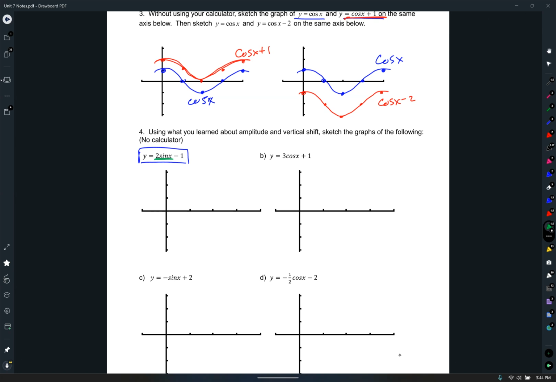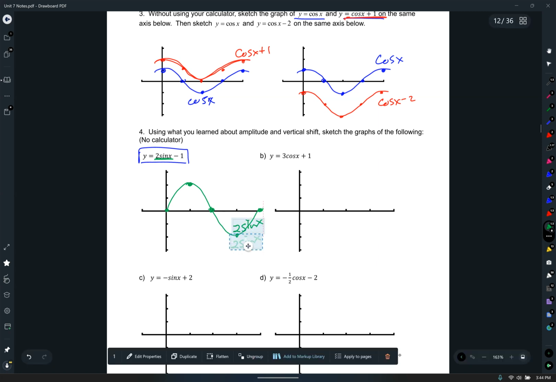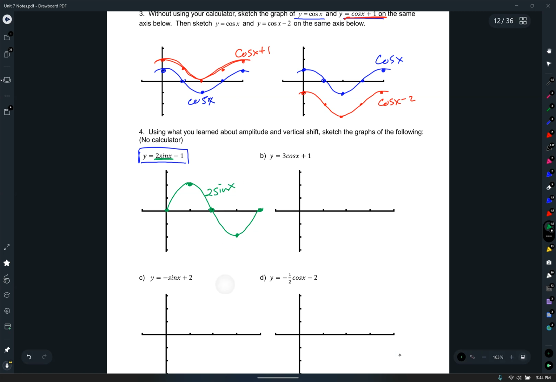So ignore that -1. Let's just graph 2 sine of x. So let's see. Sine of x starts, ends, halfway at 0. If it has an amplitude of 2, that means it goes up to 2 and down to -2. So this is the graph of the sine function with an amplitude of 2. That's just 2 sine of x. Let me put that right up here.